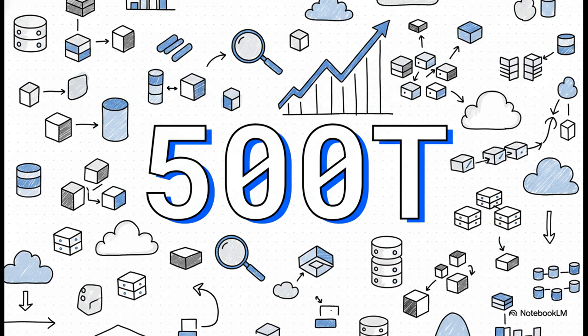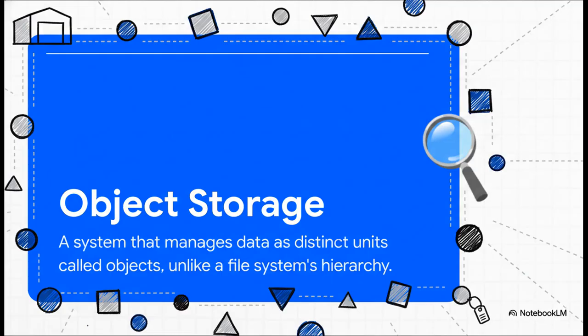Yeah, that's the real number. Amazon S3 currently stores over 500 trillion objects. And look, that's not just some trivia fact, it's proof of how incredibly scalable and reliable this service is. This is the kind of scale the modern internet runs on. And to handle it, they needed a whole new way of thinking about storage. And that new way of thinking is called object storage.